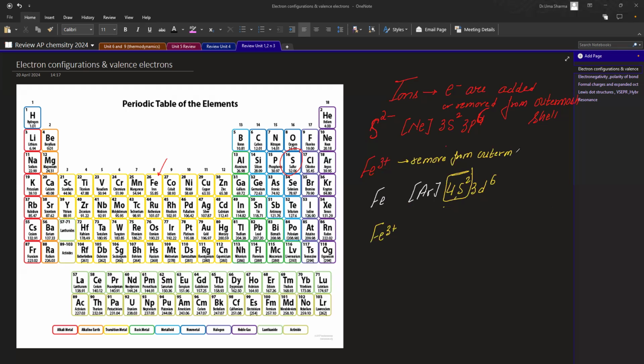So what's the configuration? Yes. Ariba, very good. So it is argon 3d5. Perfect. Correct. Okay. So that's how to write the configuration of ions.